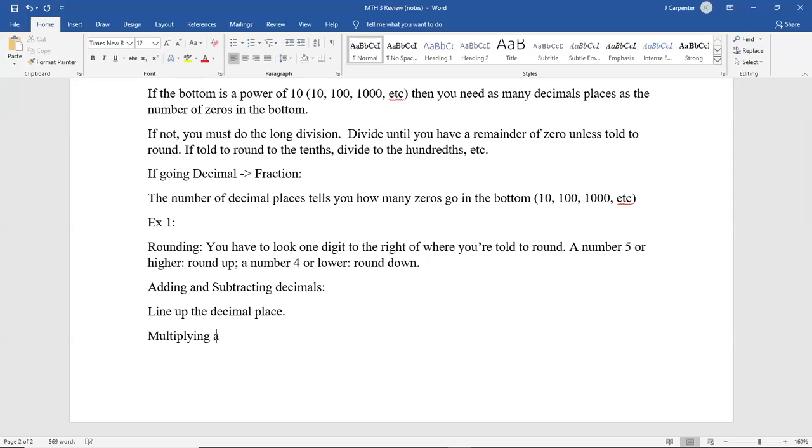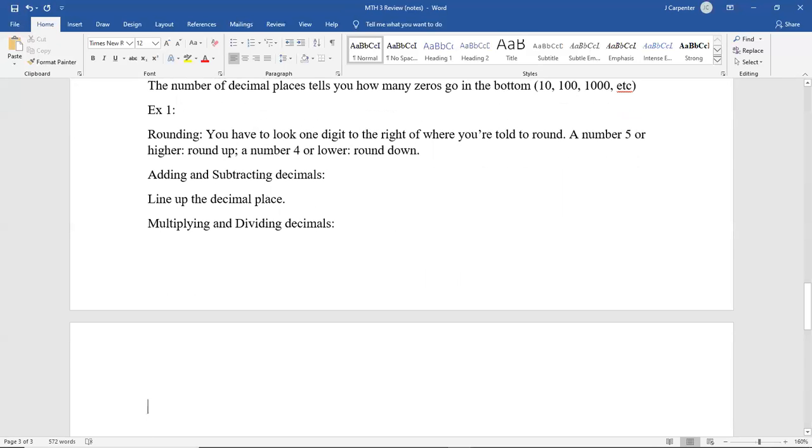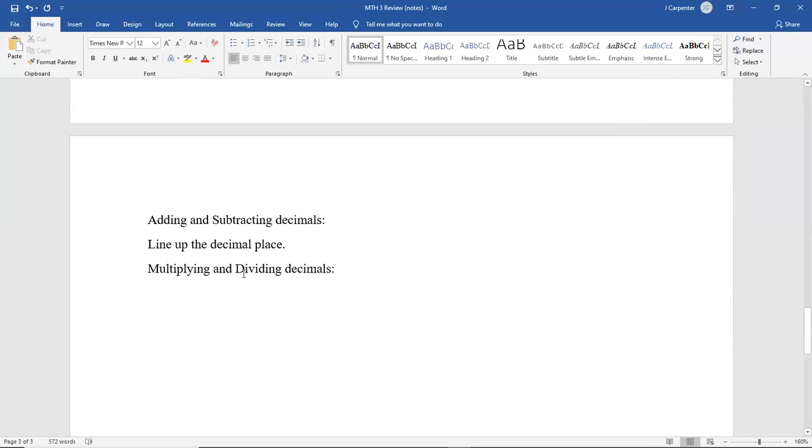Multiplying and dividing decimals. I'm going to put this all on one page. Actually, not multiplying and dividing, just multiplying decimals.